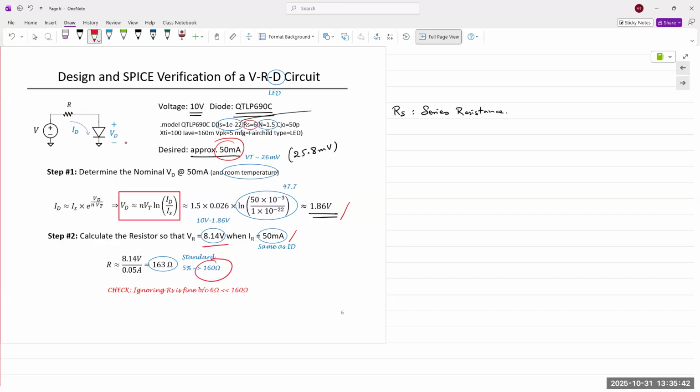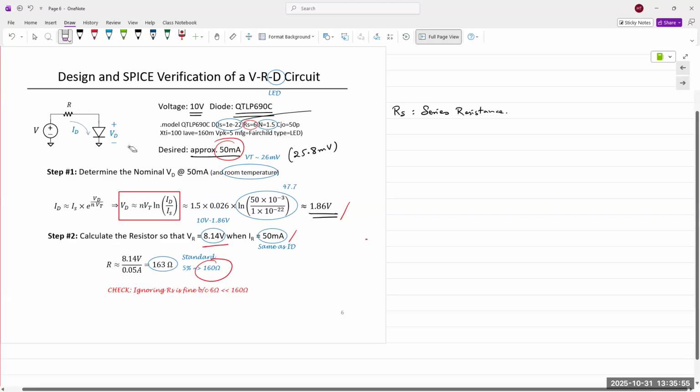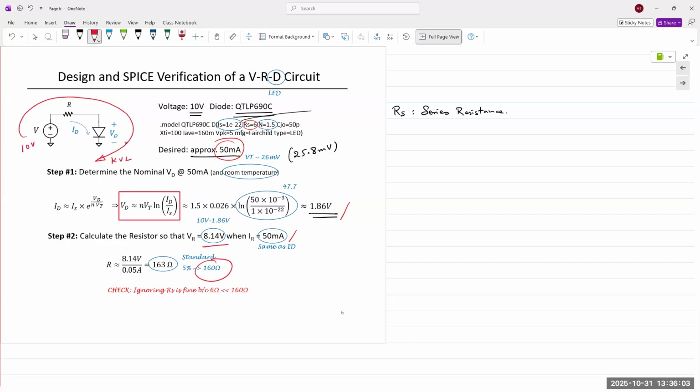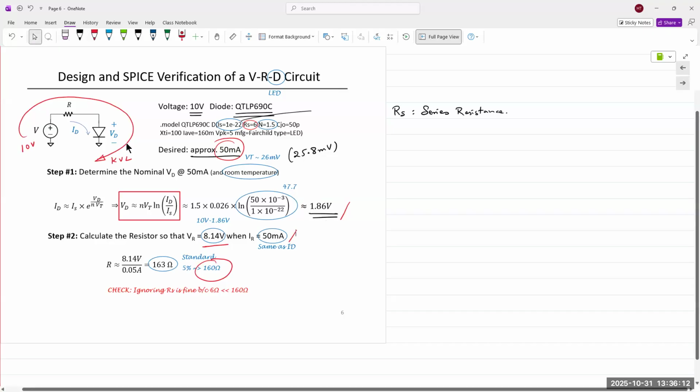Right now, we are ignoring the series resistor. 8.14 volts is 10 minus 1.86, so we applied KVL around the loop. V is, again, 10 volts. VD, we determined to be 1.86. And so then VR, the resistor voltage, was 8.14.